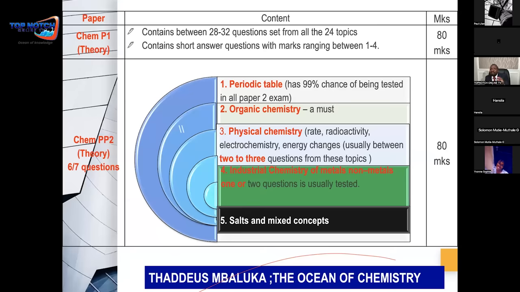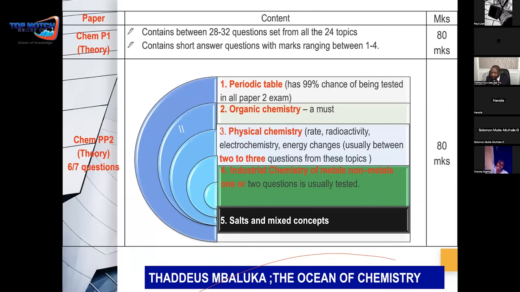Then when we go to paper two, we are going to find one question in organic. Then we go to paper three again, and we're going to find question three or question two. These are questions for organic. That tells us organic will be giving us between 26 to 30 marks in KCSE. A very important topic to deal with.